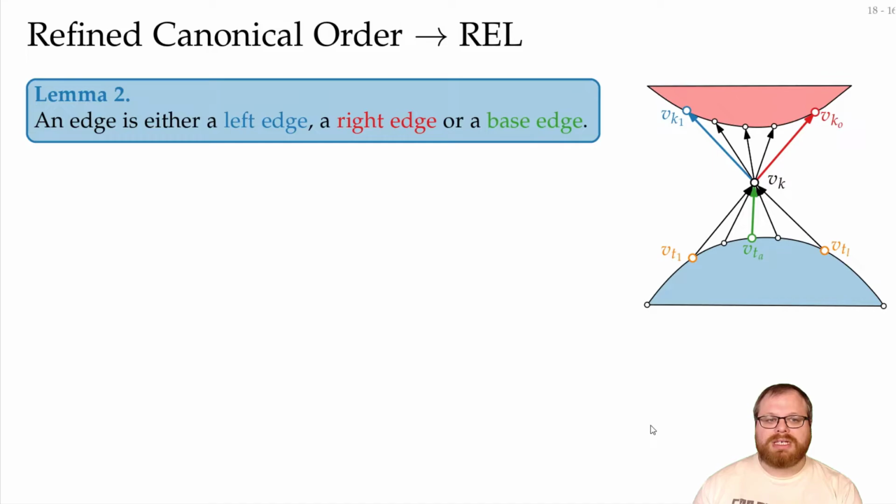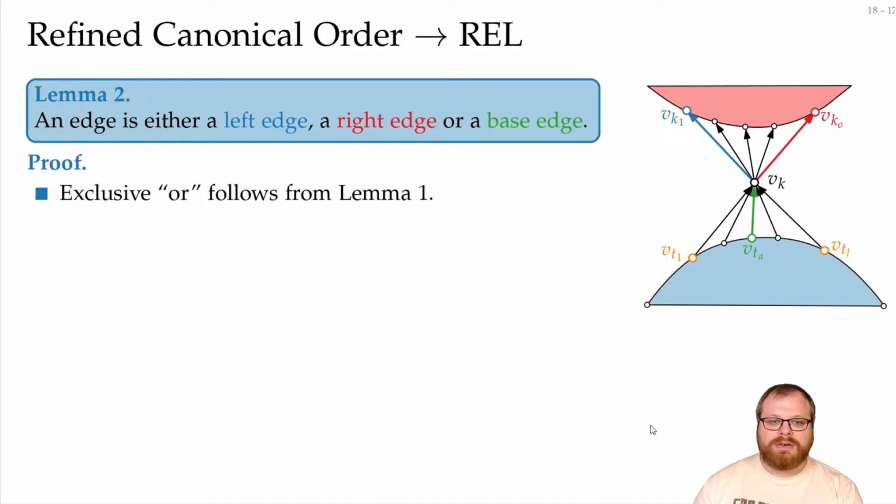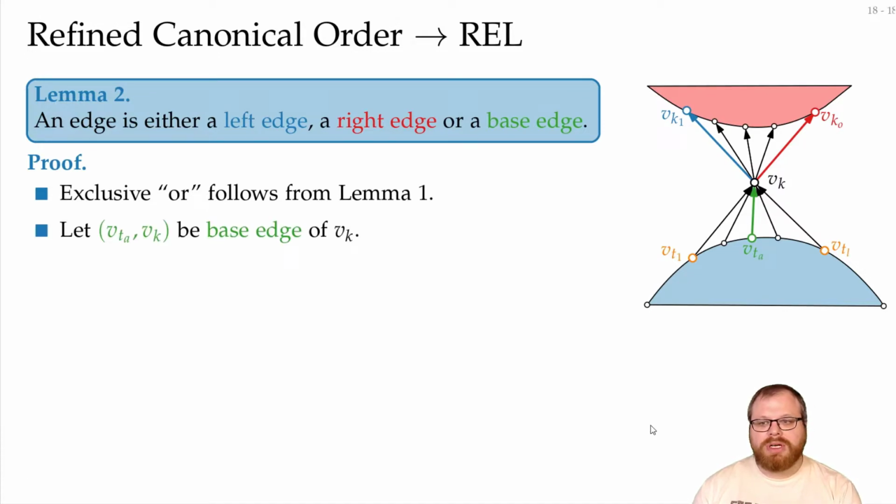Now we show that every edge is either a left or a right or a base edge. From lemma 1 we already get the exclusive OR, but we still have to show that every edge gets a color. So let's have a look at all the incoming edges of VK. We want to show that all these edges get a color. And then we have this lemma. So we have our base edge here. We first want to look at all the edges to the left. Let's have a look at this one here.